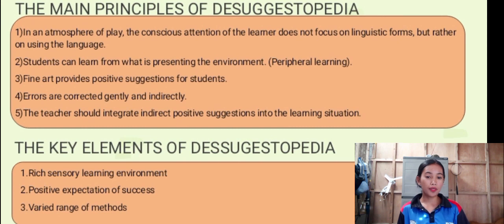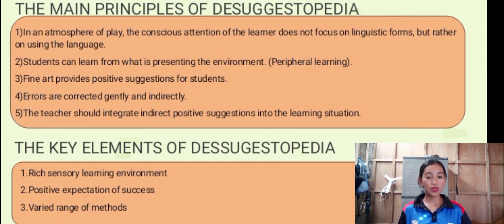There are 5 principles of the Suggestopedia. Number 1 is an attitude of play. The conscious attention of the learner does not focus on linguistic forms but rather on using the language. So, here the students do not really pay attention to linguistic forms like grammar, agreement, sentence structure, and so on, but they are focusing on the language itself.